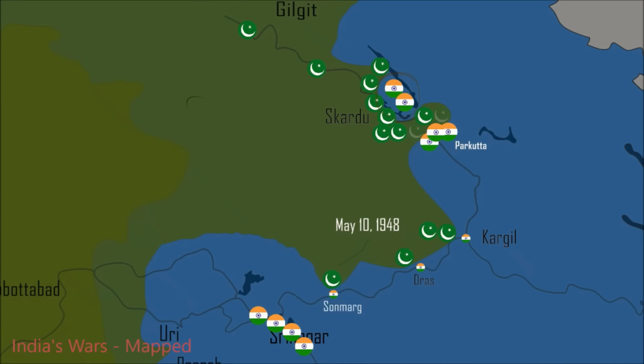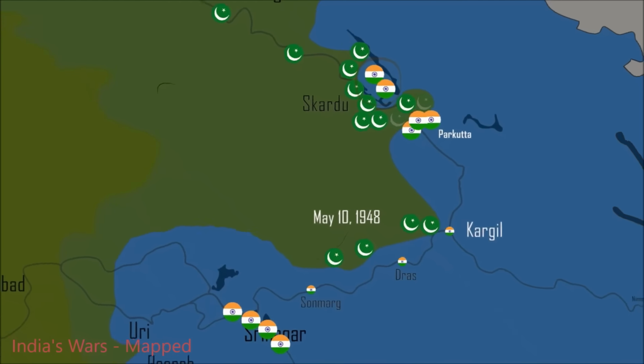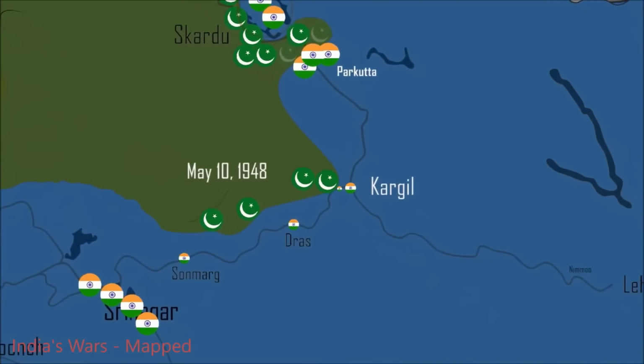Column 1 and Column 2 attacks went in and were able to achieve surprise, but the defenders were quickly able to protect their positions and successfully push back the attack. The 3rd column attack at Kargil was unfortunately successful for the enemy.